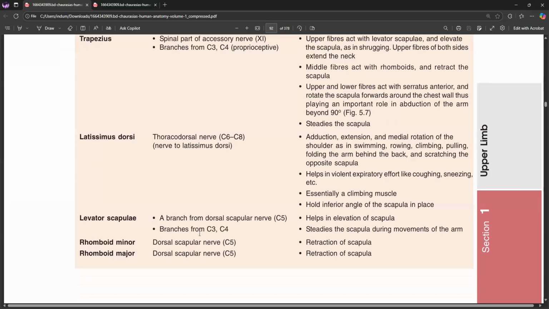Levator scapulae, nerve supply. A branch from dorsal scapular nerve C5, branches from C3, C4. Actions. Helps in elevation of scapula. Steadies the scapula during movements of the arm. Rhomboid minor. Nerve supply. Dorsal scapular nerve C5. Action. Retraction of scapula. Rhomboid major. Nerve supply. Dorsal scapular nerve C5. Action. Retraction of scapula.